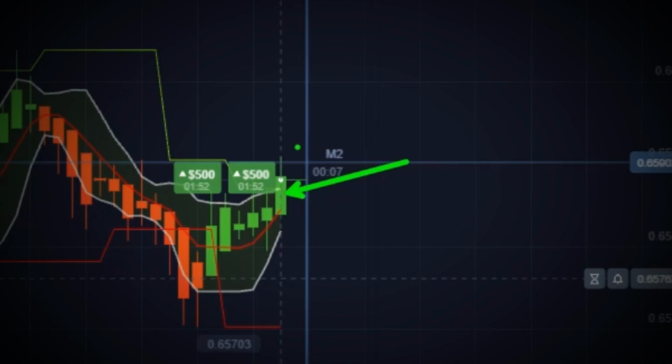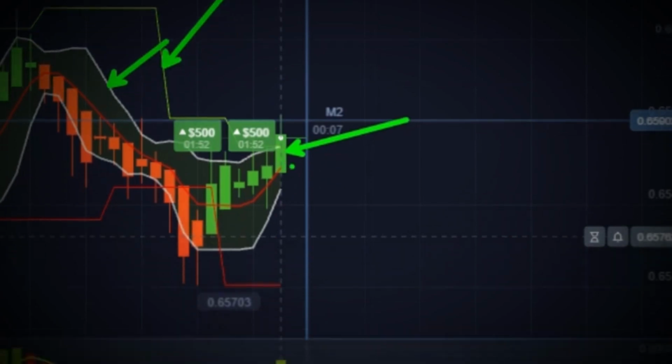So the second thing is to make sure that the candlestick you place the trade on actually breaches above the green line of your fractal and the upper line of your Bollinger band. I'm talking about this white upper line here and the green line, all right? So that's pretty much it. Make sure the candlestick actually breaches above the two lines.